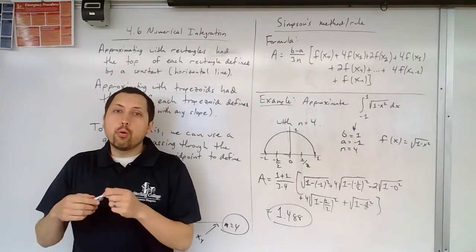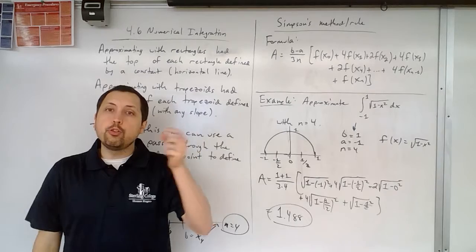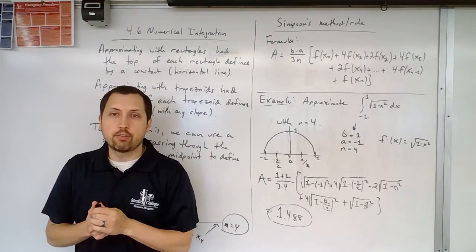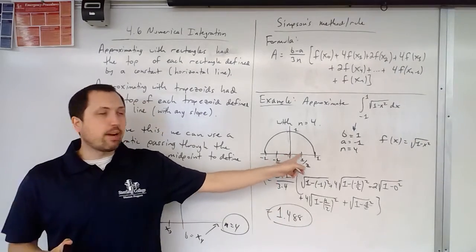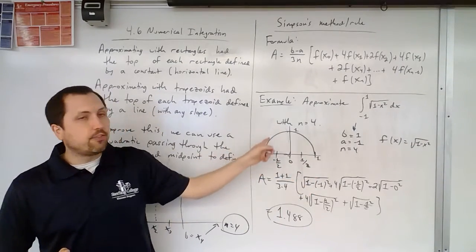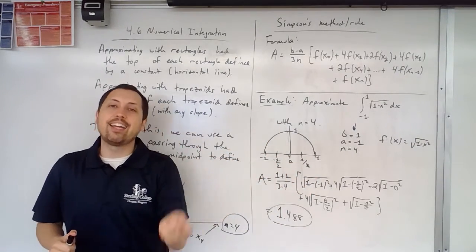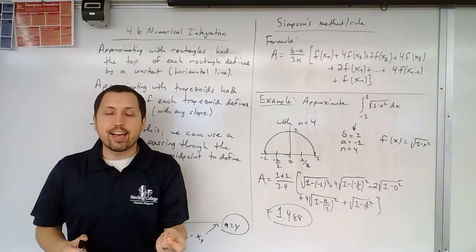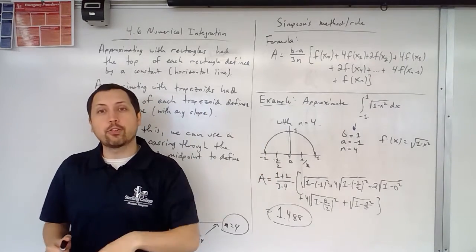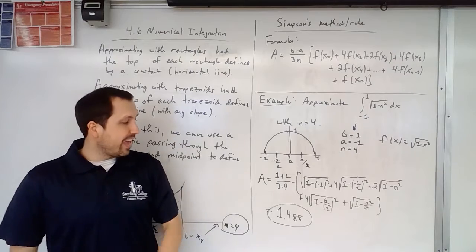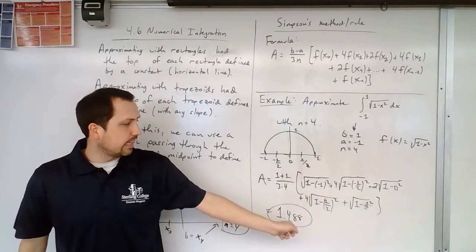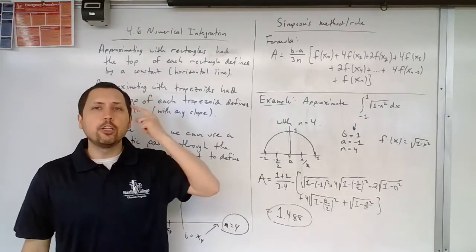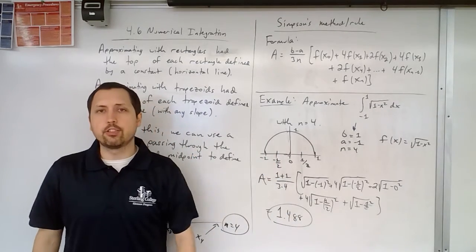Now, if you know things about circles, you know what the area of a circle is, right? You know the area is going to be pi r squared. Here we have a radius of 1, so the area of a full circle would be pi times 1 squared, or pi. We only have half a circle, that's pi over 2. Pi over 2 is very close to 1.488. Not perfect, but this is at least a pretty good approximation using what we know about the areas of circles.